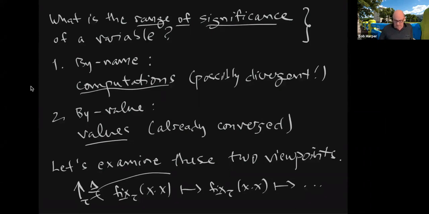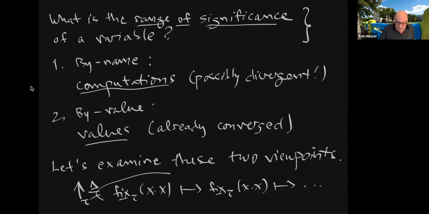By taking the fixed point, it's just sort of saying, well, I want the x such that x is equal to x. In an operational sense of how we are going to execute this, that means it's just going to run forever, because there's no solution that is a value. There's no value for that. There's just a computation that proceeds endlessly. Now that brings me to the terminology that I wish to introduce. When dealing with recursion and fixed points, the question that comes up is: what is the range of significance of a variable?